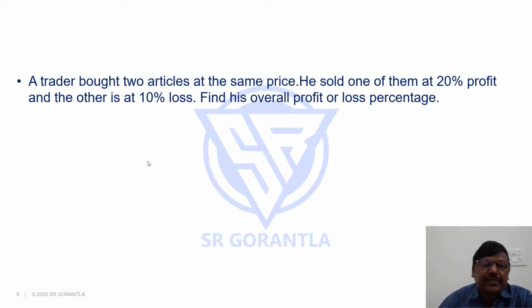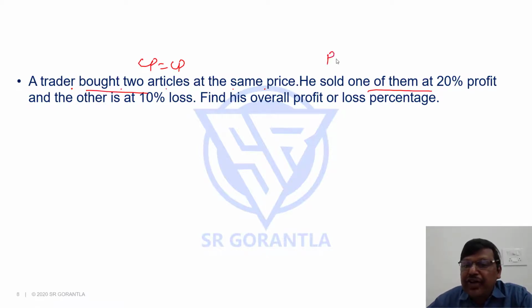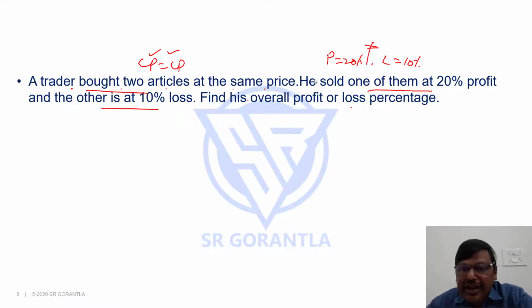The third one: a trader bought two articles at the same price. Here also cost price is the same. He sold one of them at 20% profit and the other at 10% loss. Find his overall profit or loss percentage. So here CPs are equal, but profit and loss percentage are not equal. Then what is the shortcut? I'm afraid you may see 20 and 10 and write 10 immediately as the answer, but the answer is not 10.